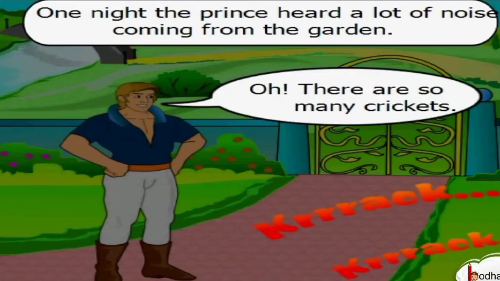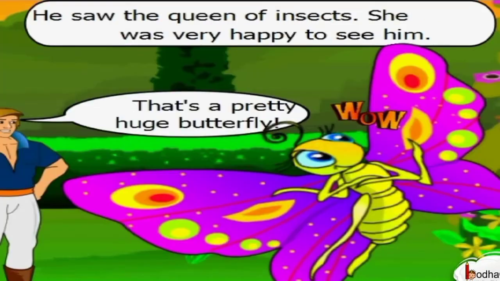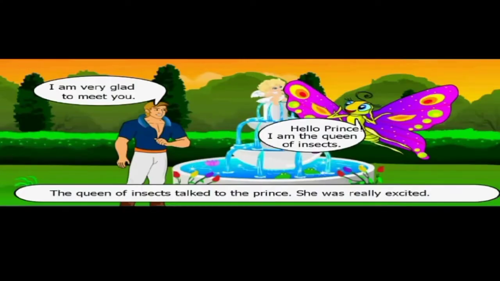One night, the prince heard a lot of noise coming from the garden. The prince said, "Oh, there are so many crickets." He saw the queen of insects. She was very happy to see him. The prince said, "That's a pretty huge butterfly." The queen of insects talked to the prince. She was really excited. "Hello, prince. I am the queen of insects." I am very glad to meet you.